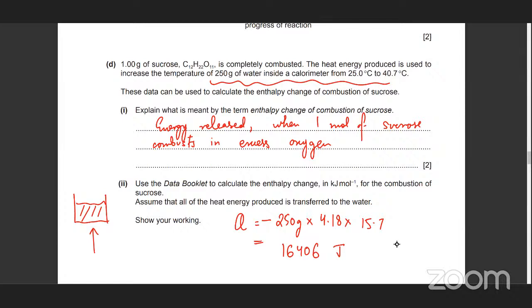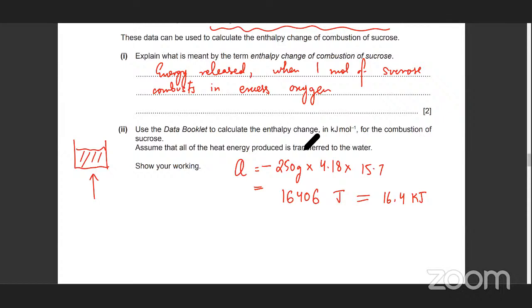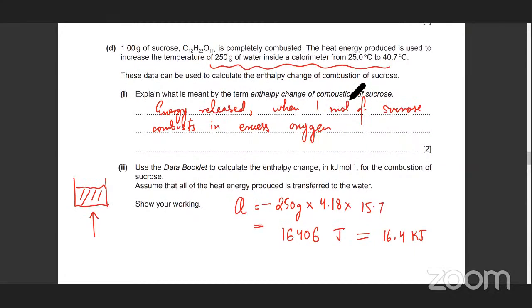And so that's it, okay? What you can do is round this off to three significant figures, because all your values are accurate up to three significant figures, like 1 gram, temperature, okay? So your answer cannot be more accurate than that. So you can round it off to 16.4 kilojoules. Anyways, show your working. We've done that. And after that, that's not it, because enthalpy change is for 1 mole.